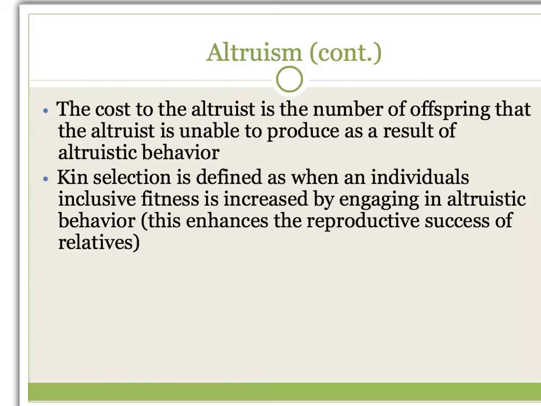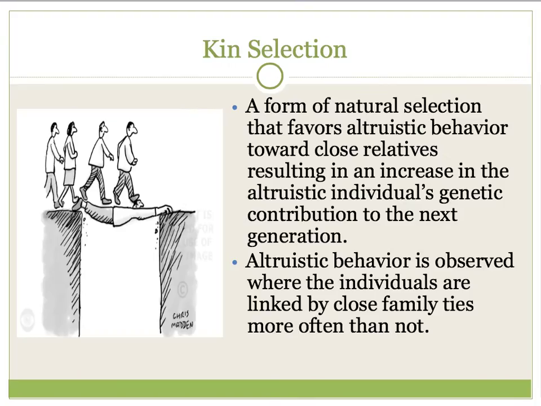Kin selection is defined as when an individual's inclusive fitness is increased by engaging in altruistic behavior. This enhances the reproductive success of its relatives. In order to understand Hamilton's rule, one must also understand kin selection. Kin selection is a form of natural selection that favors altruistic behavior toward close relatives, resulting in an increase in the altruistic individual's genetic contribution to the next generation.